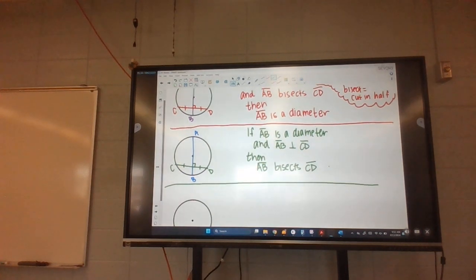I'm actually going to add one other piece. It's also going to bisect that arc too.